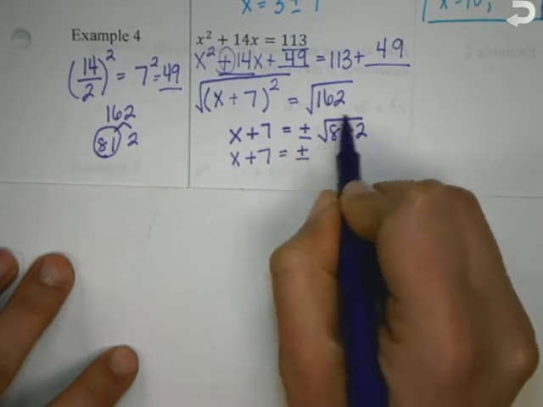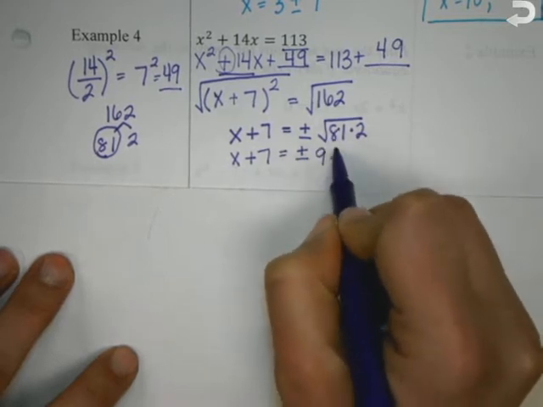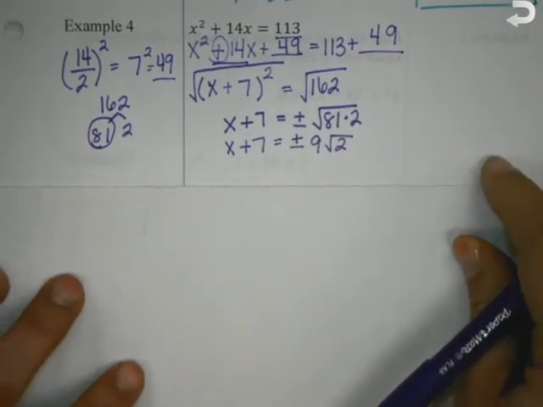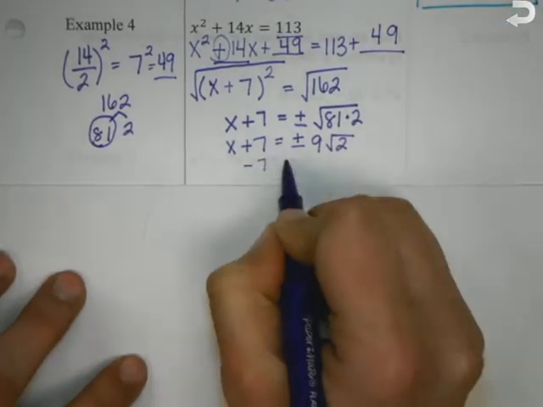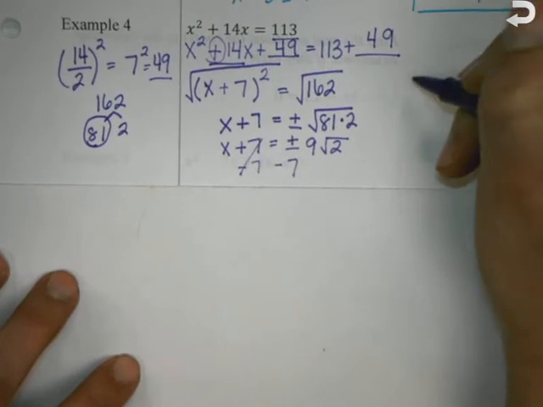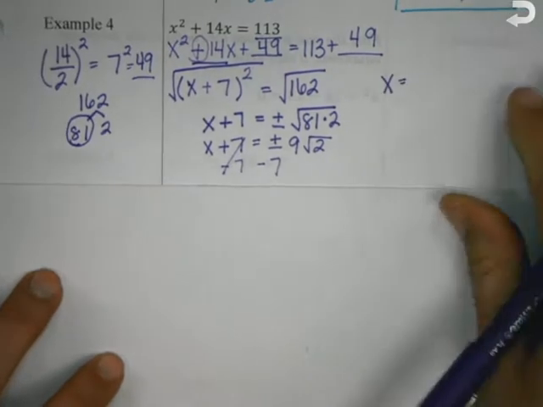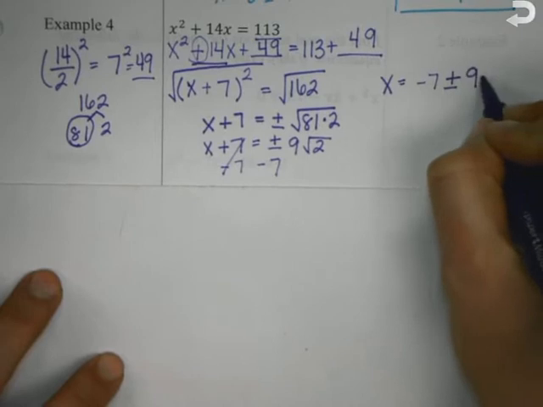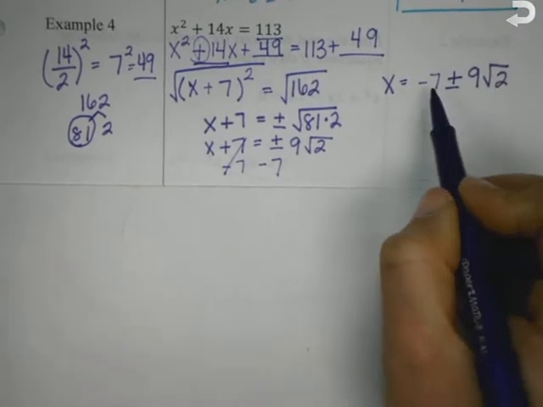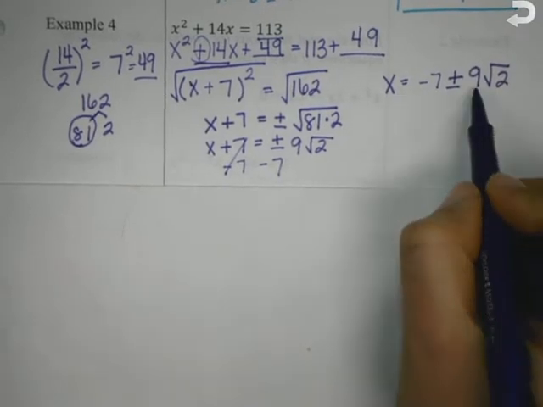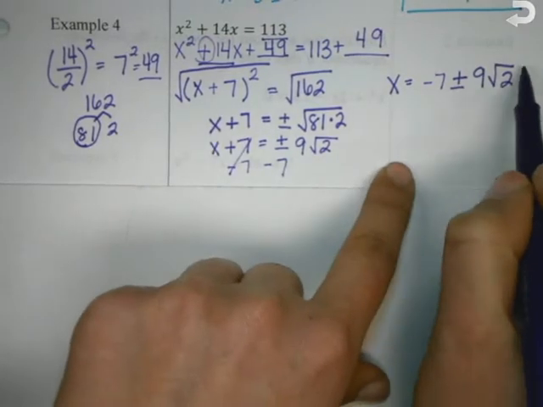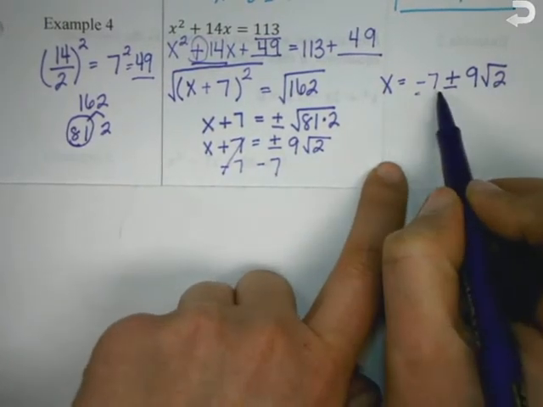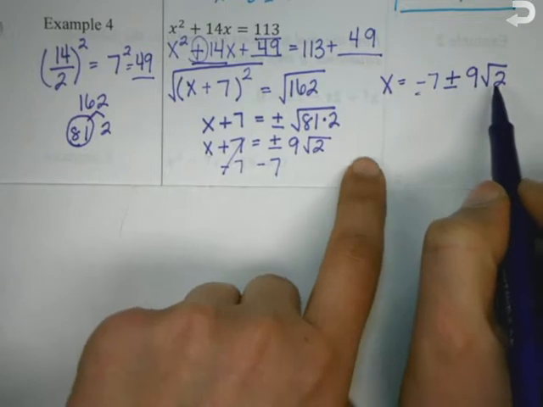And now I can subtract 7 from both sides. So I subtract 7, so that gives me x equals negative 7 plus or minus 9 root 2. Now I cannot combine the negative 7 and the 9 because 9 has a square root 2 attached to it. So these are not like terms. Negative 7 is an integer. 9 root 2 is a root. So we can just leave our answer as negative 7 plus or minus 9 root 2.